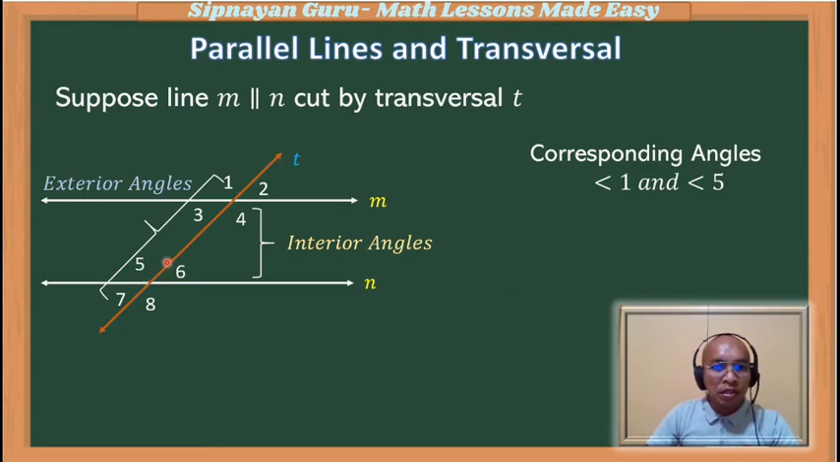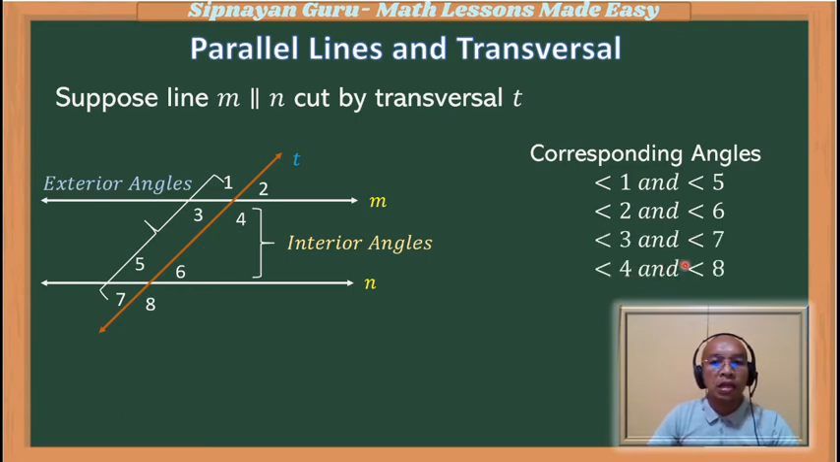This is the transversal. Angle 1 is upper left, and this is also upper left at the bottom group of angles. So angle 2 and angle 6 are corresponding. Angle 3 and angle 7, 4 and 8 are also corresponding angles. So take note, because in the different theorems later, we should know how to determine the corresponding angles and the other group of angle pairs.